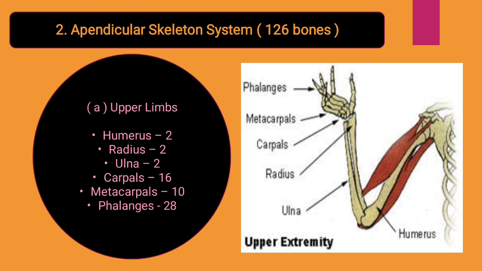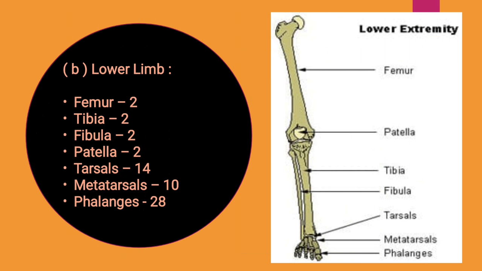The second one is the appendicular skeleton system which contains 126 bones. In that, the first one is the upper limbs which contain humerus 2, radius 2, ulna 2, carpals 16, metacarpals 10 and phalanges 28. After that, the lower limbs, in that femur 2, tibia 2, fibula 2, patella 2, tarsals 14, metatarsals 10 and phalanges 28.